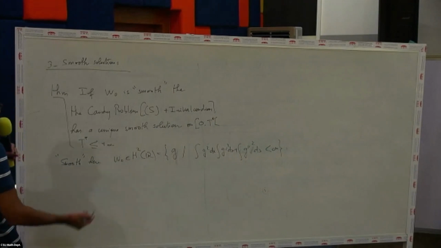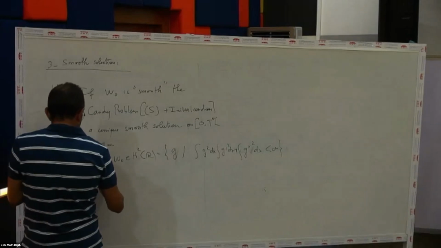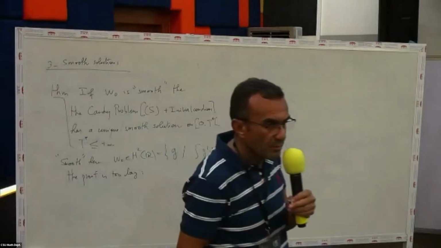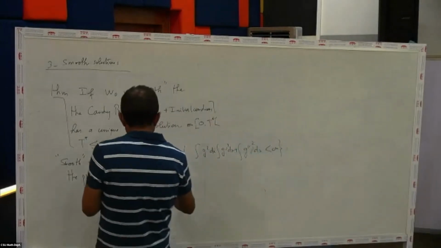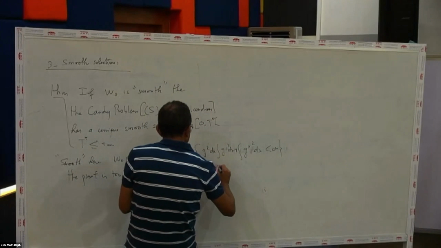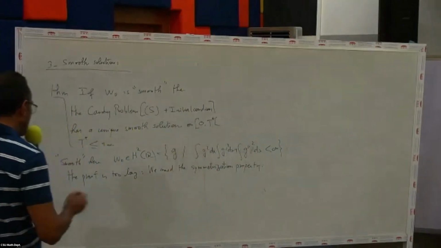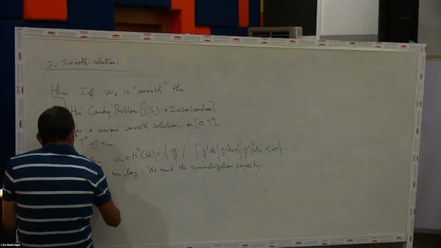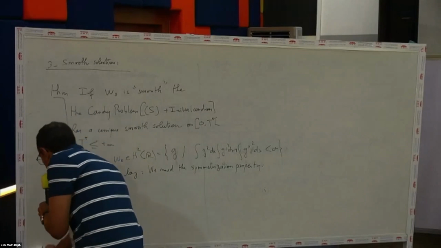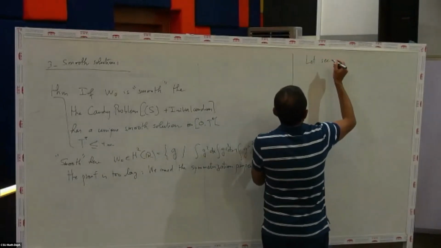What I want to see is the idea. The proof is complicated, maybe too long, but I want to say why we need the symmetrization property. Just to show you in the simple case, maybe I can put it as the second part. So let's see the interest.